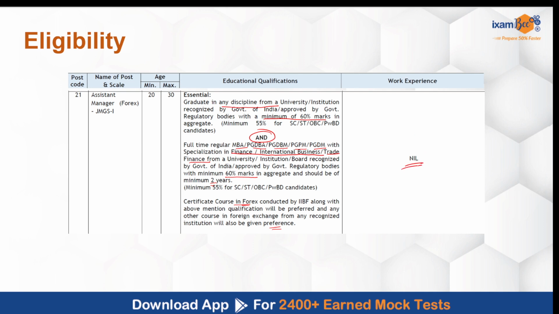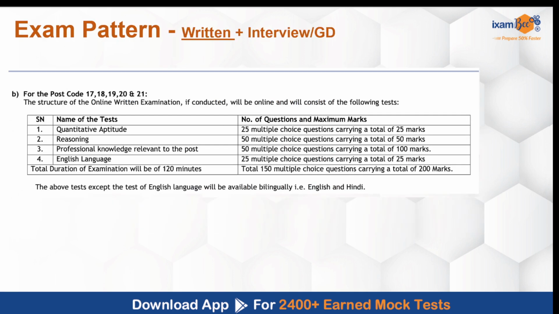There is no work experience requirement. It's a scale 1 vacancy. No work experience is required. So it's a very, very good opportunity for people who have done an MBA in finance or international business or trade finance. So let's move ahead to understand what the exam pattern will be, right?